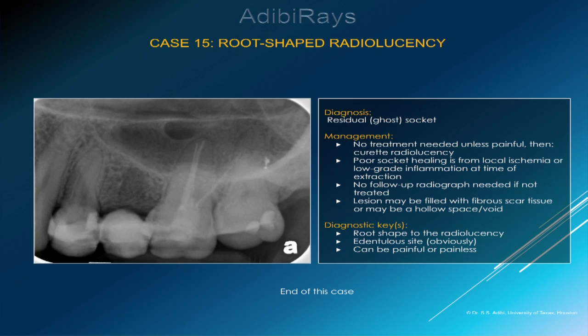Key diagnostic points in this case were a root-shaped radiolucency under the pontic in an edentulous area with a history of extraction that may or may not be painful.